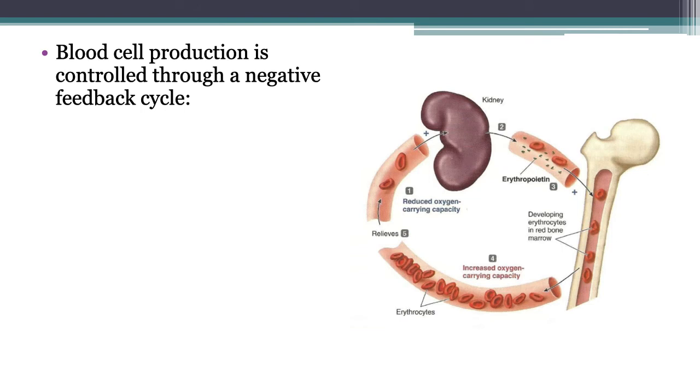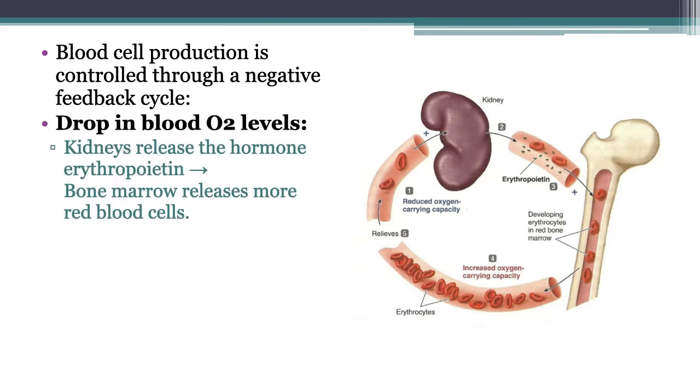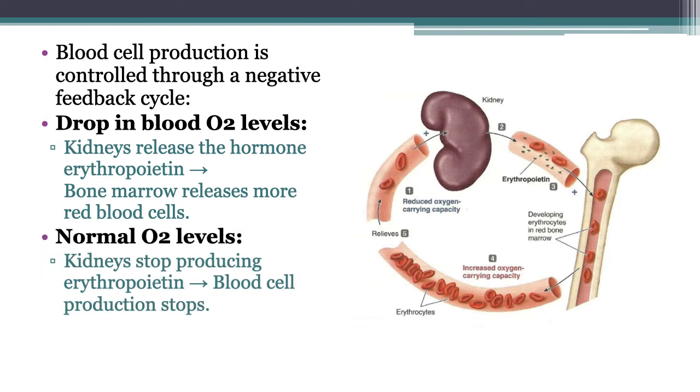So we see right here, blood cell production is controlled through a negative feedback cycle. A drop in O2 levels in the blood. Kidneys release a hormone, erythropoietin. Bone marrow releases more red blood cells, normal O2 levels, kidneys stop producing erythropoietin, blood cell production stops. Okay? Now what's interesting, you can take erythropoietin artificially, and that is known as blood doping. Lance Armstrong took EPO, which is artificial erythropoietin. It helps put you through this cycle to increase your red blood cells. Obviously, more red blood cells is going to be effective in cardiovascular activities. So you see EPO is going to be common in cardio activities.